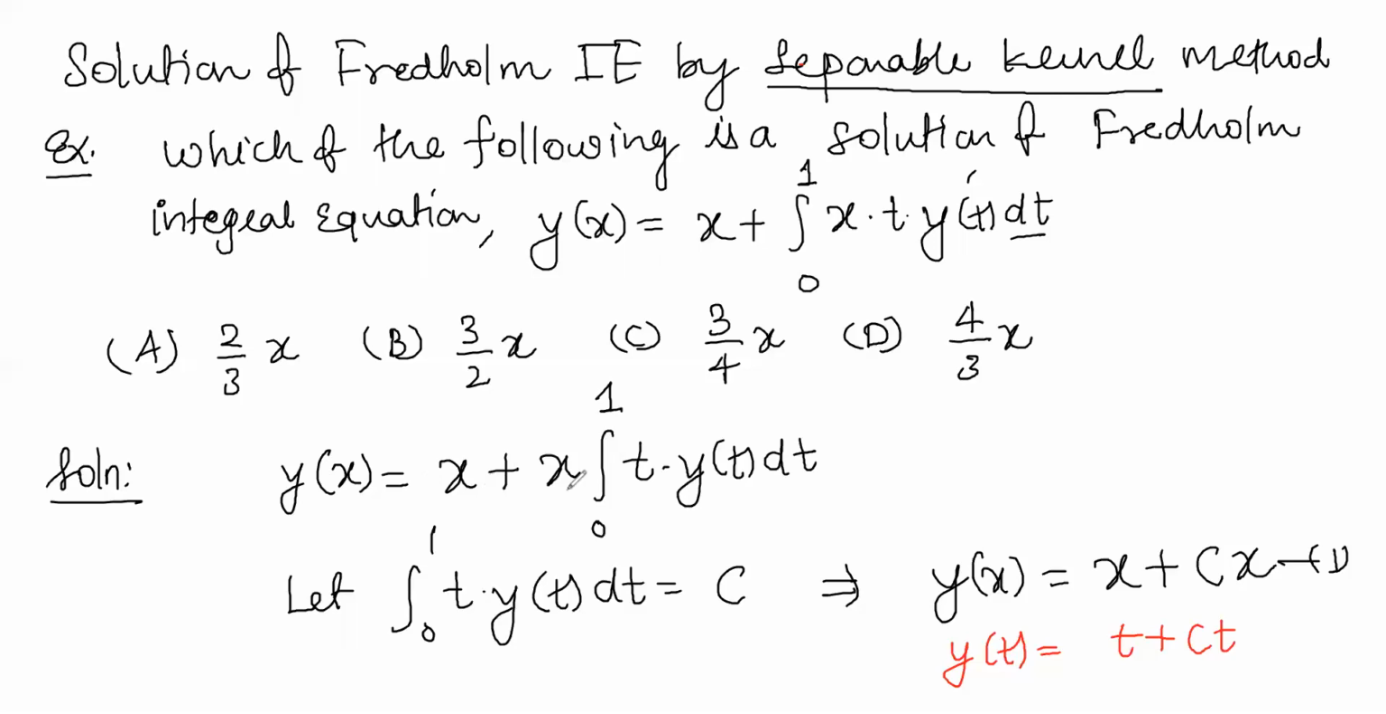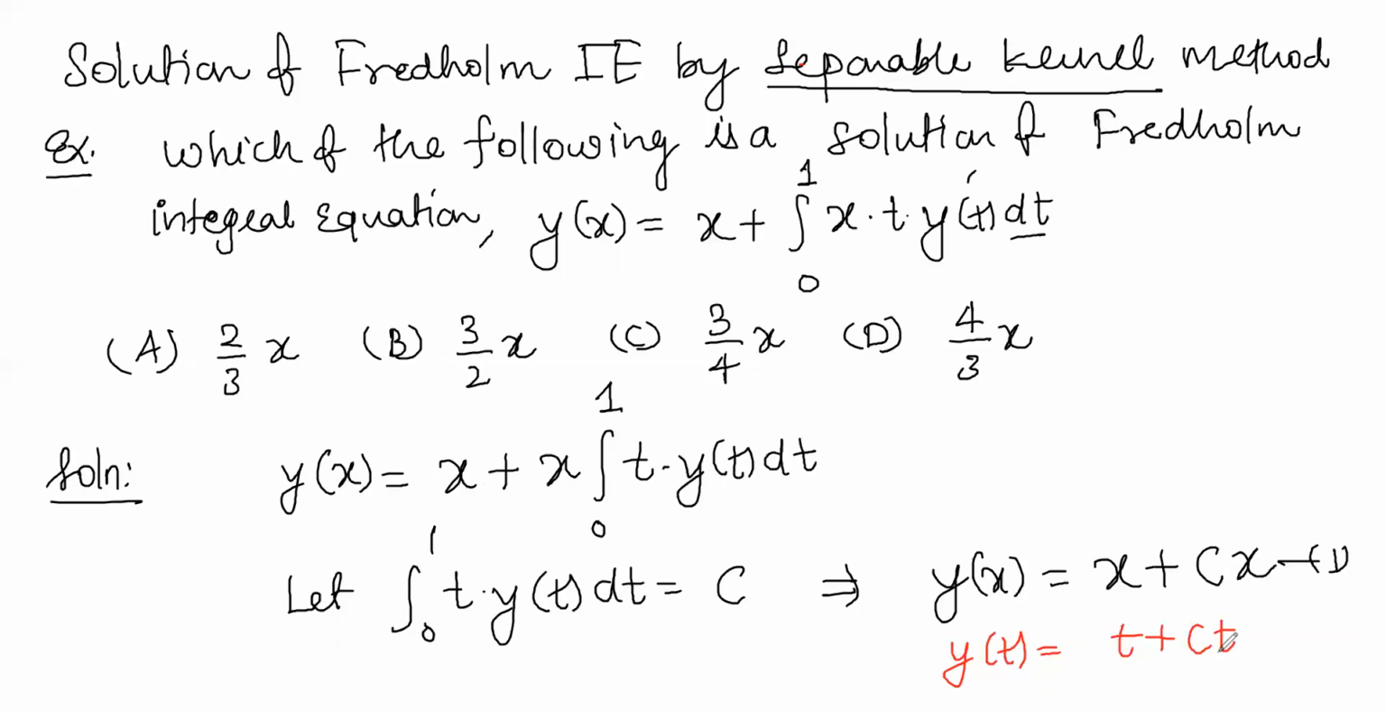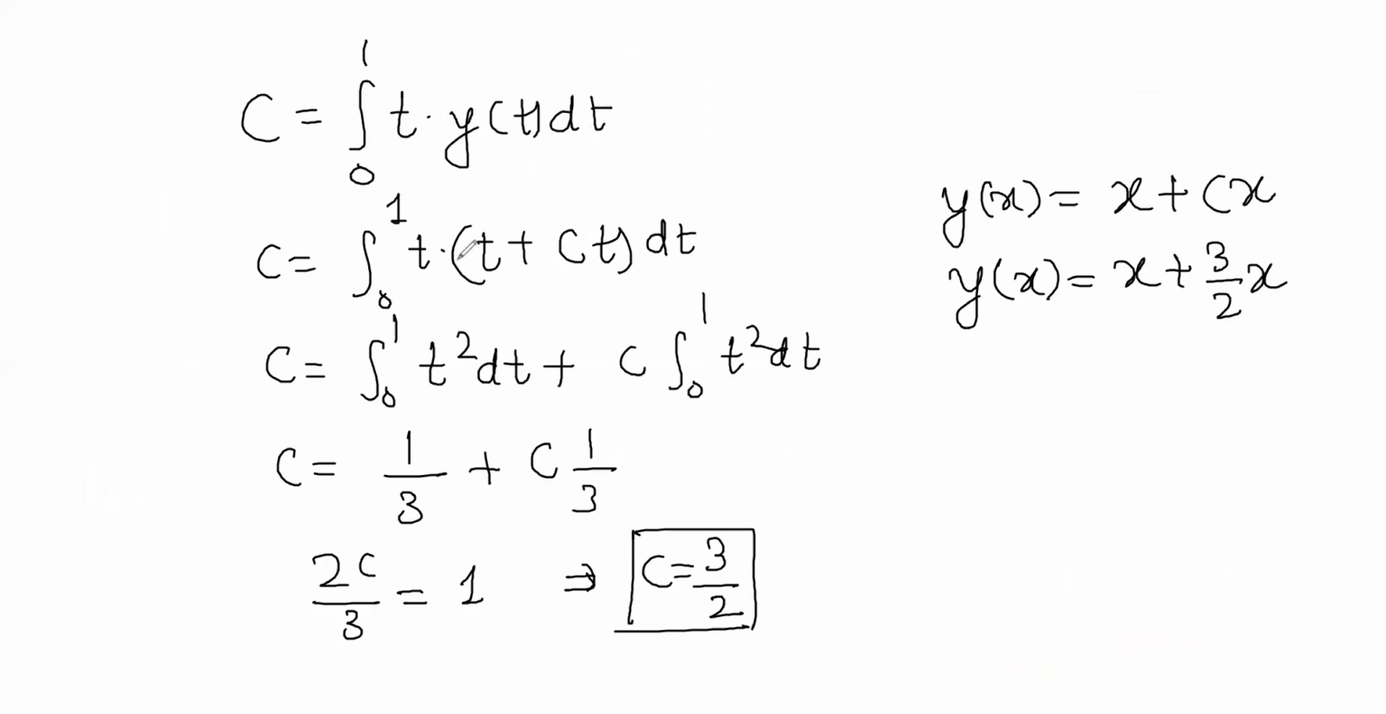Y of x equals x plus, okay, fine, x times. So I took this t out, and then integral 0 to 1 of t times y of t dt equals some c. So y of x equals x plus cx. This is again fine. Y of x was t plus ct, yes, right, and so t times y of t dt.